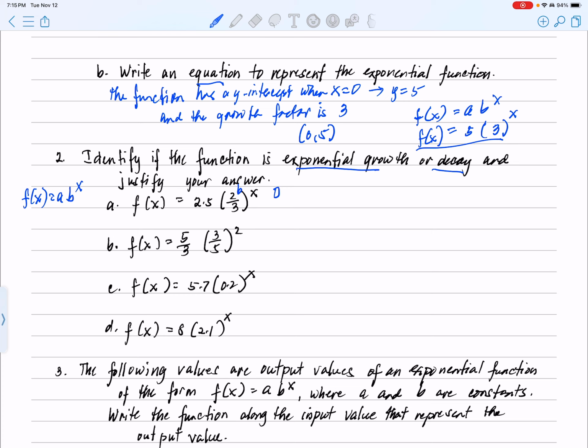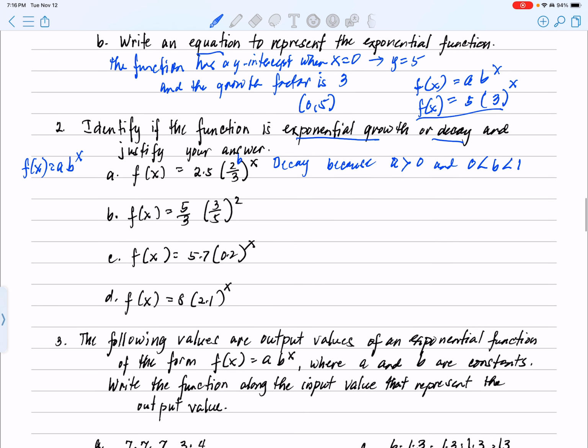Why? Because of the b. B is between 0 and 1. So what is our reason for this? Because a is greater than 0 and b is greater than 0 but less than 1, or between 0 and 1. And this is 2 divided by 3, that's point something.